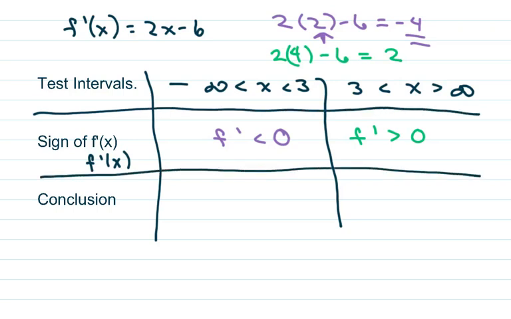So what we can conclude is that on the interval negative infinity to 3, our graph is decreasing. And since this is positive, our graph is increasing.